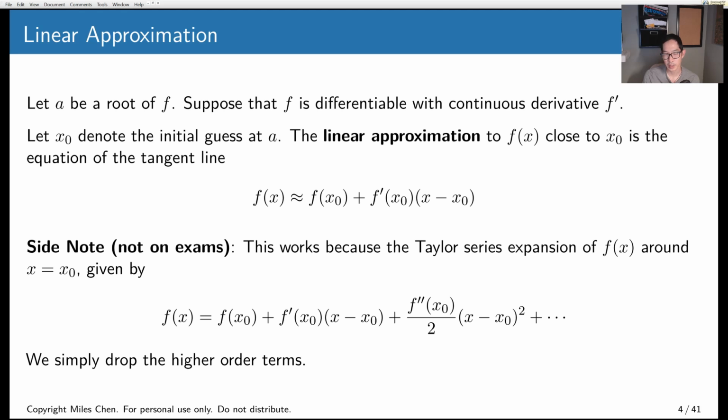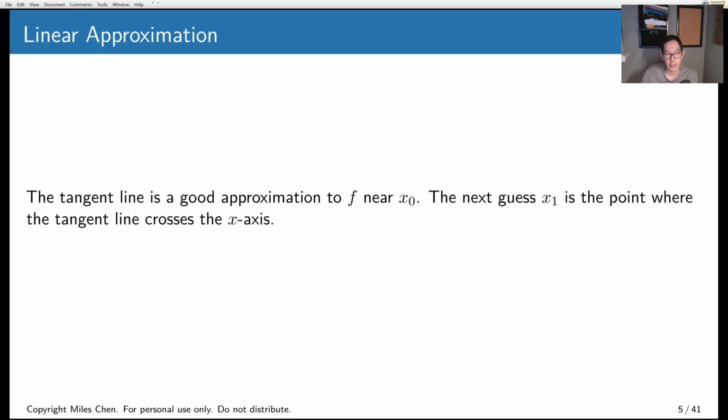In point slope form, the line runs through the point f of x0, plus f prime at x0, that is the slope, times x minus x0, okay? The reason why this works is because if you think about the Taylor series expansion of f of x around that point x0, it's f of x0 plus the first derivative at x0, and then the second derivative at x0, and so on and so forth. And we're just throwing away everything that's a higher order term. That gives us our linear approximation there. So this tangent line is a good approximation to f near x0.